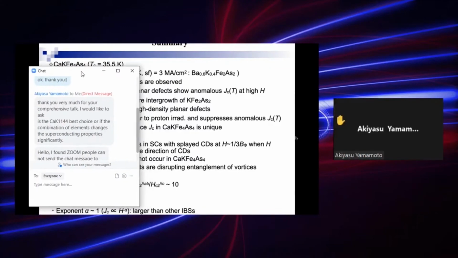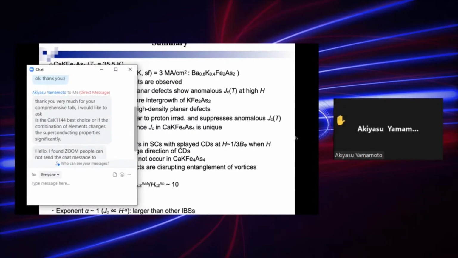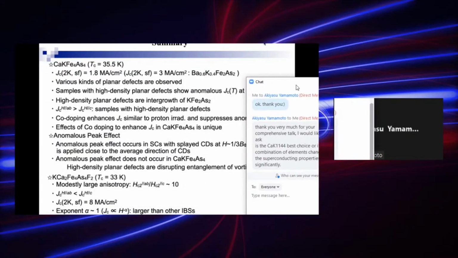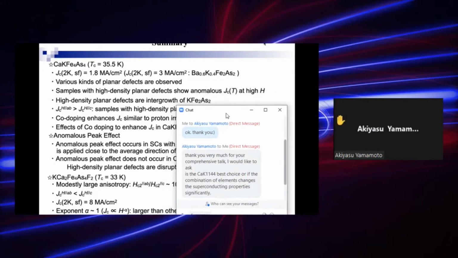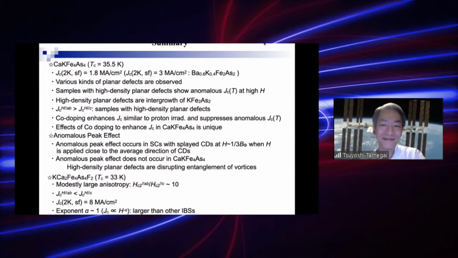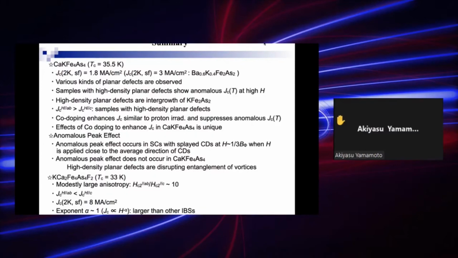Professor Tamegai, thank you very much for the very nice talk. We enjoyed it very much. One thing I would like to ask is, maybe this is quite a basic question, but is calcium potassium 1144 the best choice, or if the combination of elements changes, do the superconducting properties of the 1144 system change significantly?